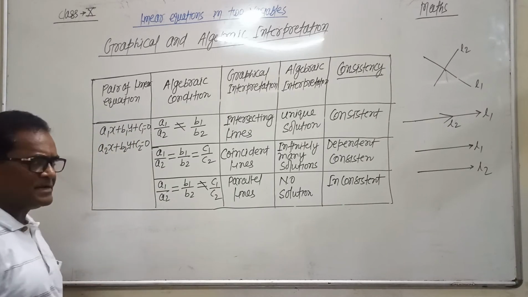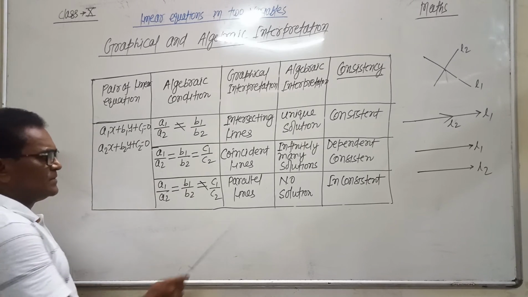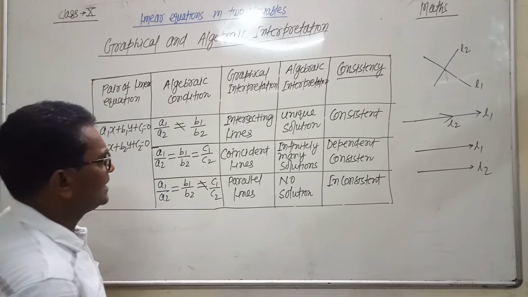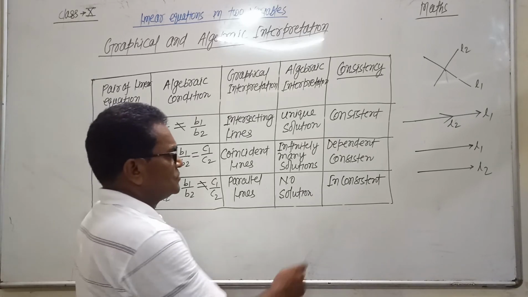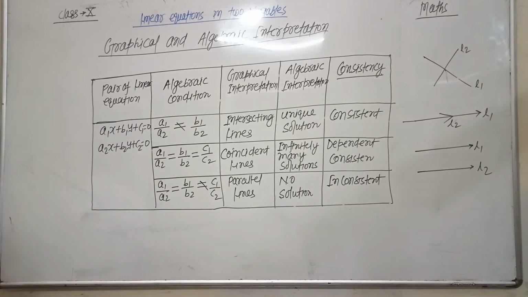And if the condition a1 by a2 equals b1 by b2 is not equal to c1 by c2 arises, it means graphically the lines are parallel, algebraically there is no solution, and about consistency, it is called inconsistent.